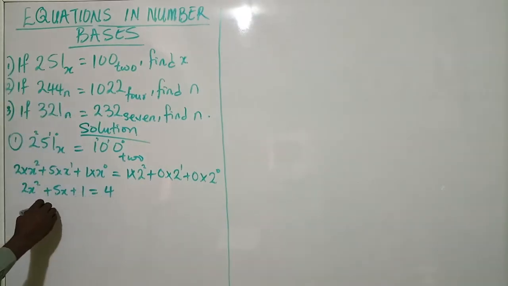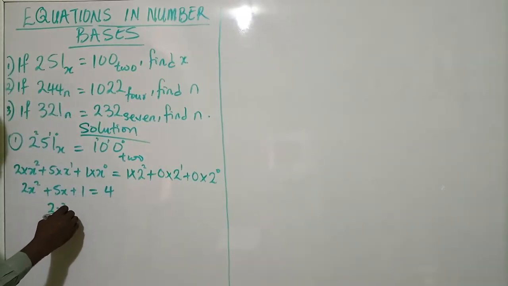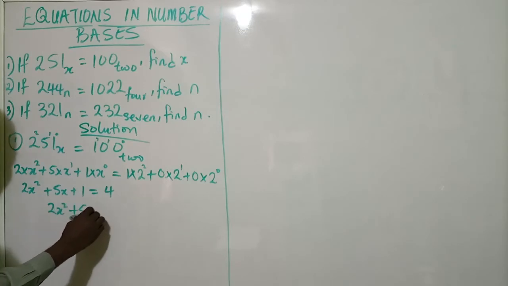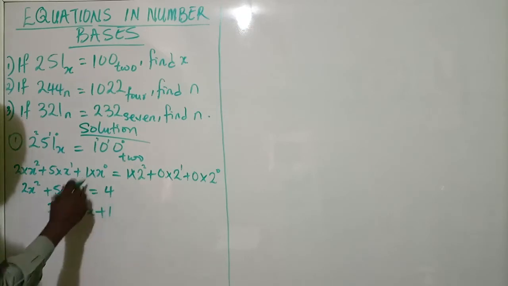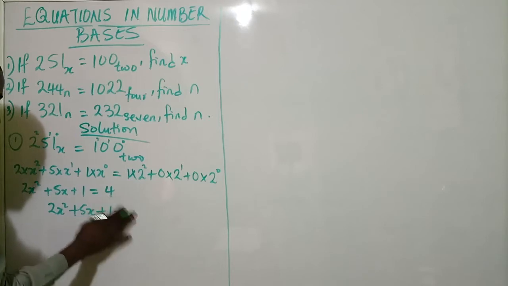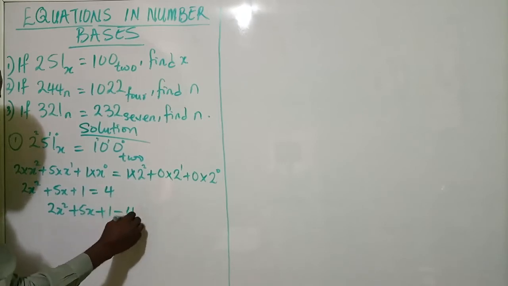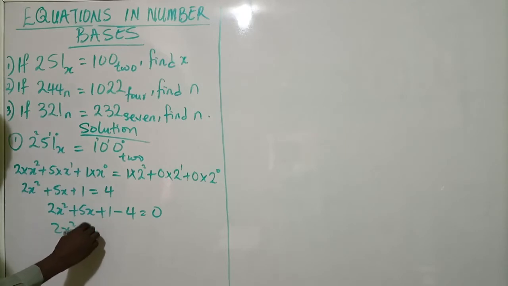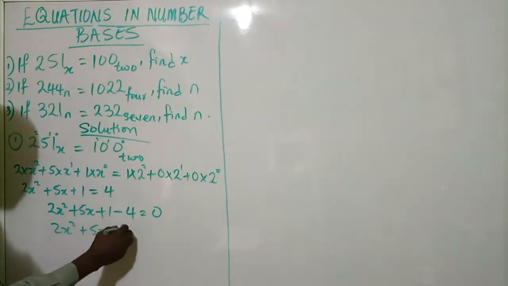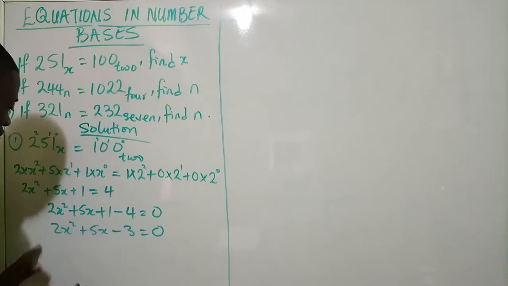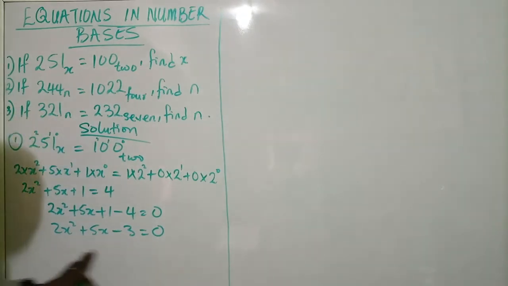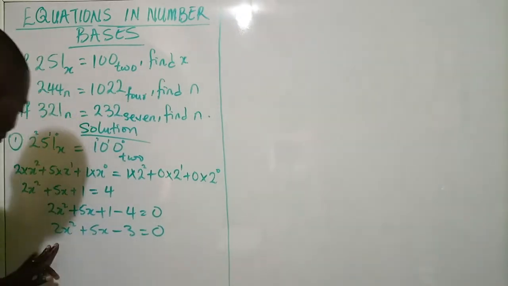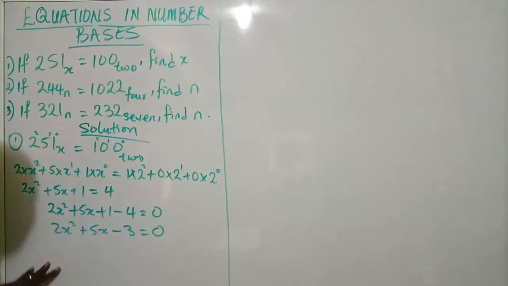So what will I do here? I'll collect like terms. This is 2x squared plus 5x plus 1. The 4 comes here and turns to minus 4, equals 0. So this is 2x squared plus 5x plus 1 minus 4, which is minus 3, equals 0. What we are having here is called a quadratic equation.